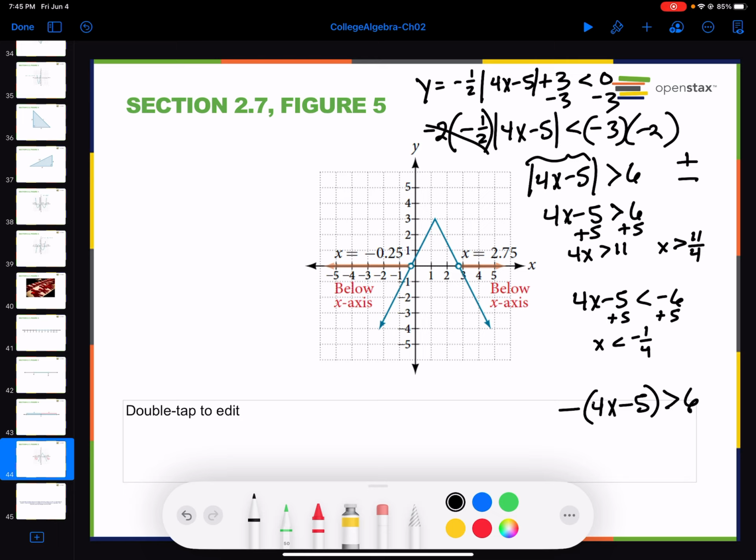So negative 1/4 is going to be about here. And it's not inclusive, so we're going to keep that open. And that was less than, so we want all those. And x greater than 11 fourths, so about there. And then that's going to be all the values greater than that. So that's our solution set for this one.